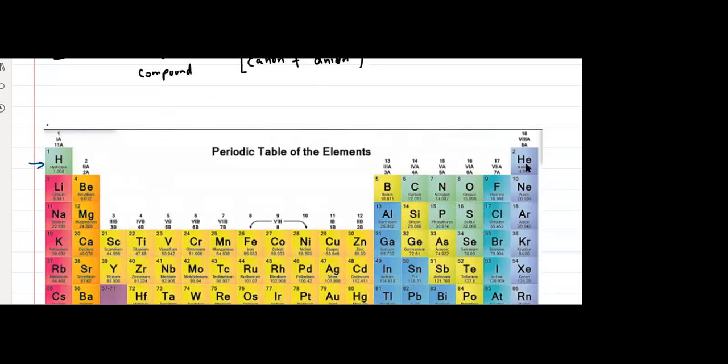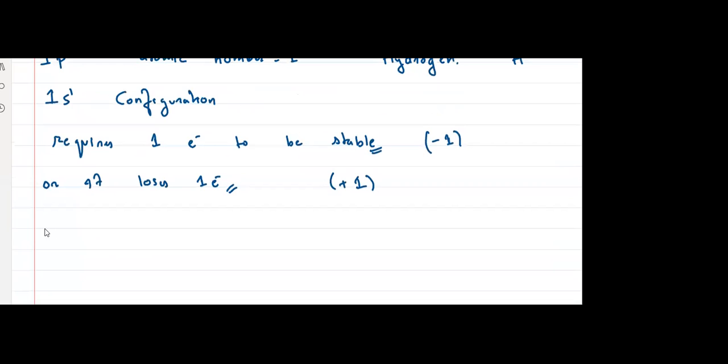Go. Tell me, which group is it in? Which group? Sir, 18th group. 18. So can I say, sir, this is group 18. What about hydrogen? Which group is hydrogen in? Hydrogen is in group 1, the first group. So can I say, as you said, hydrogen is in the first group and the first period.